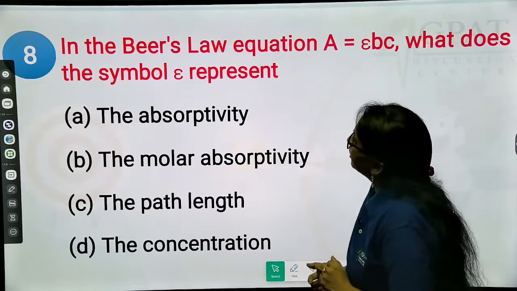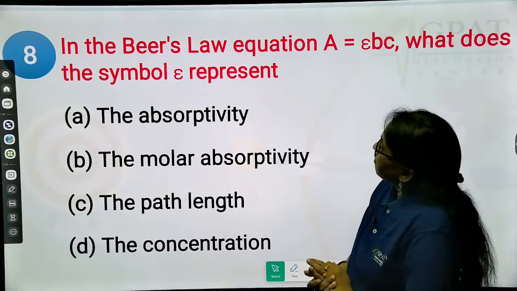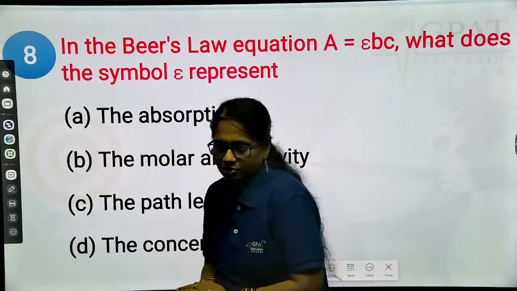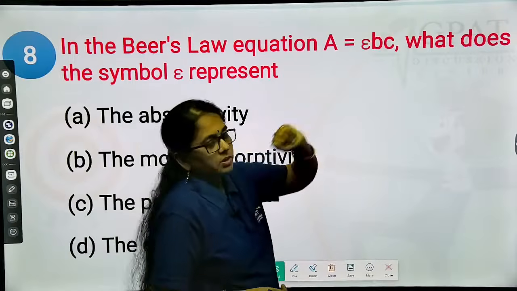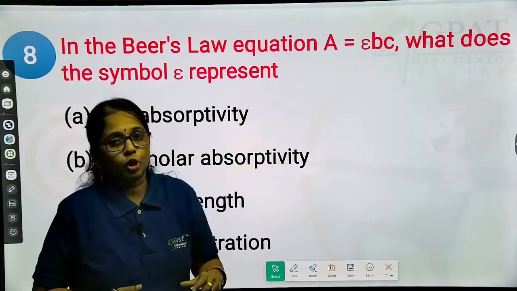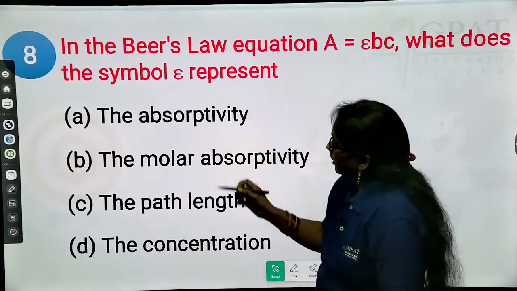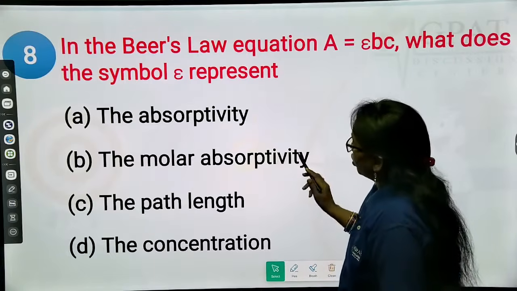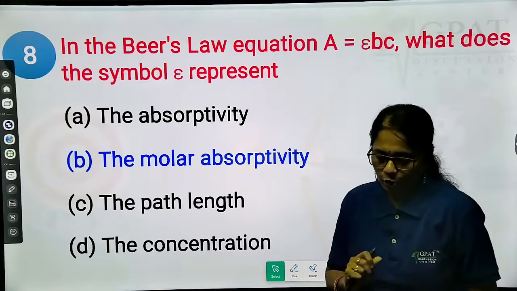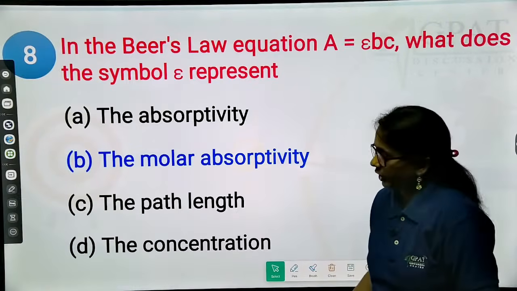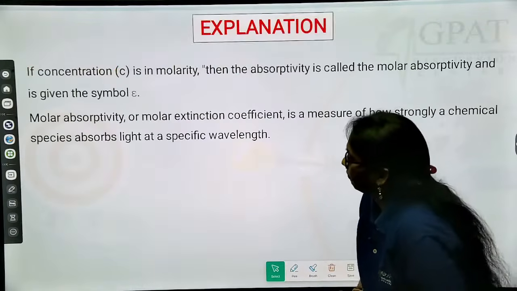Next, in the Beer's law equation A equal to epsilon BC, what does the symbol epsilon represent? Just now we have discussed Beer's-Lambert's law, A equal to epsilon into BC. Epsilon represents the molar absorptivity or molar extinction coefficient. B is the path length and C is the concentration. Okay. So let us see the options. Absorptivity, molar absorptivity, path length, concentration. Definitely the answer is molar absorptivity, not the simple absorptivity. Okay. So path length is B, concentration is C. Very simple question.